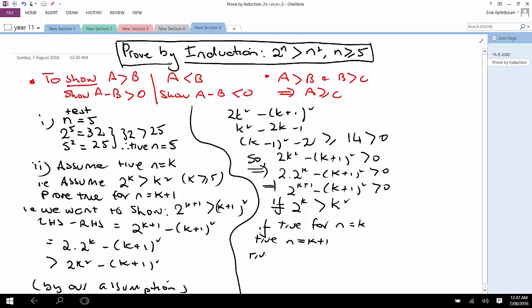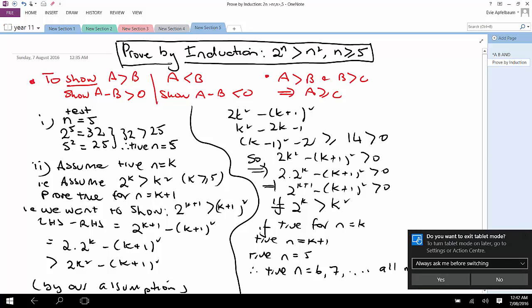We know that it's true for n equals 5, therefore true for n equals 6, 7, all n greater than or equal to 5. You may want to watch this video a couple of times before you attempt the exercises that I have put on the worksheet below.